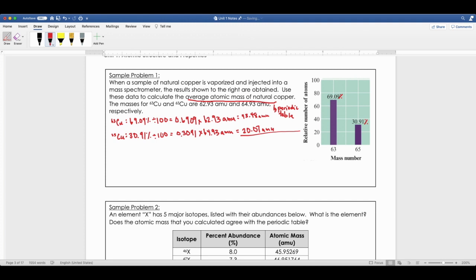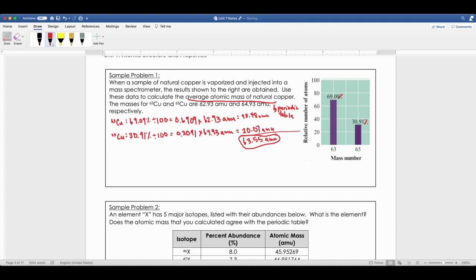Last step is going to be to add them up. So when I add together 43.48 to 20.07, I get 63.55 atomic mass units. So that means that on average, one atom of copper has a mass of 63.55 atomic mass units. Notice it's a little bit closer to 63, and that's because there is a much higher percentage of copper 63 in a given sample.